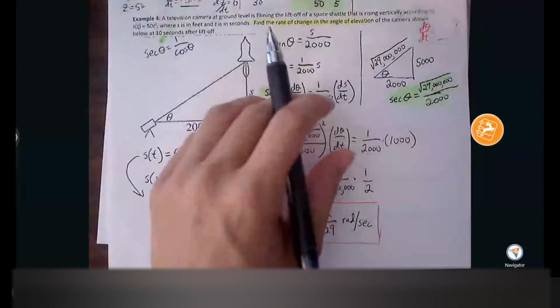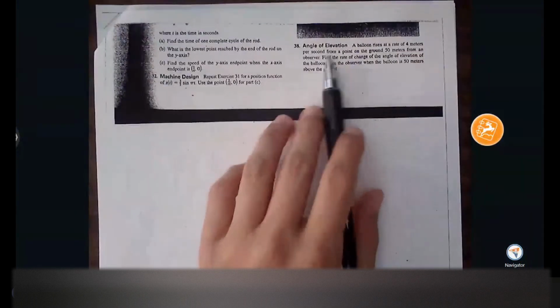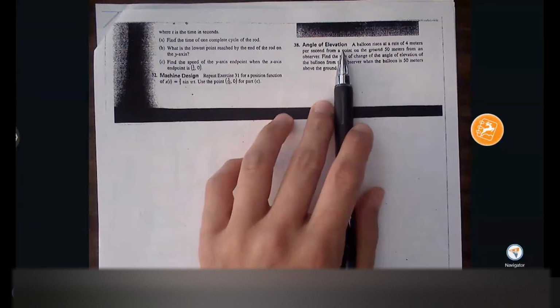All right, I got one more for us. This is off of the other handout, number 38. If you don't have it, we can just follow along here. All right, angle of elevation. A balloon rises at a rate of 4 meters per second from a point on the ground, 50 meters from the observer. Okay, we're always dealing with the right triangle.